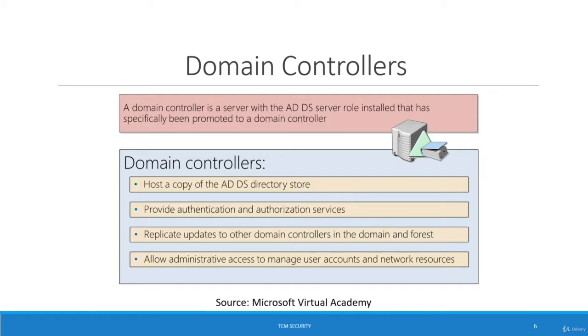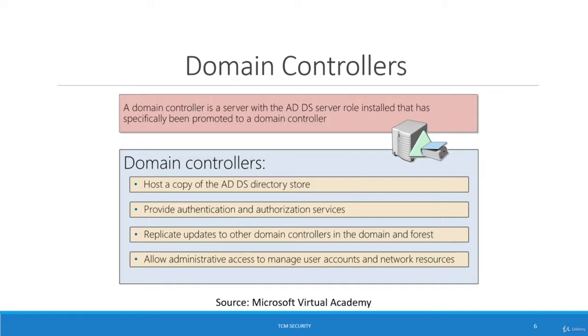And if we're in what's called a forest, or in a domain where we have a parent-child situation, which we're going to talk about in the logical side of things, it does replication, so that way the other forests or other domains, when you make an update to one item in one domain controller, it updates across the board. Now, we'll talk about that here in just a second. But also, we have administrative access with the domain controller. So that is to manage user accounts and network resources.